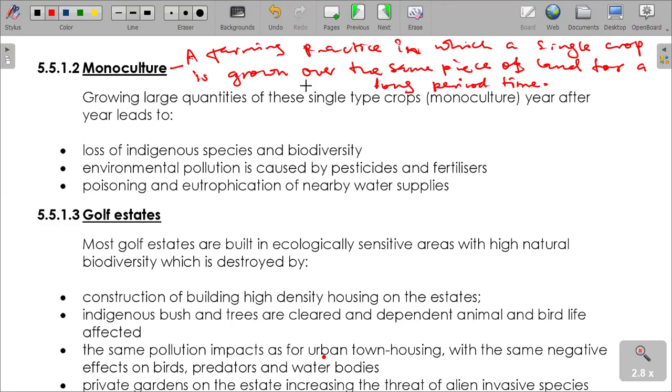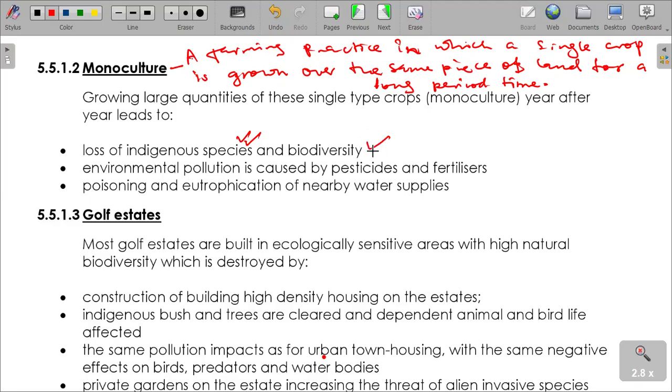So it leads to what? It leads to loss of indigenous species and biodiversity. Indigenous species can be lost. For example, there are some animals, some insects, some microorganisms that must feed on the indigenous or on other types of crops, but that land has been extensively occupied by one vegetation, hence those animals which must feed on the indigenous can die. So we have loss of indigenous species, and obviously loss of biodiversity.